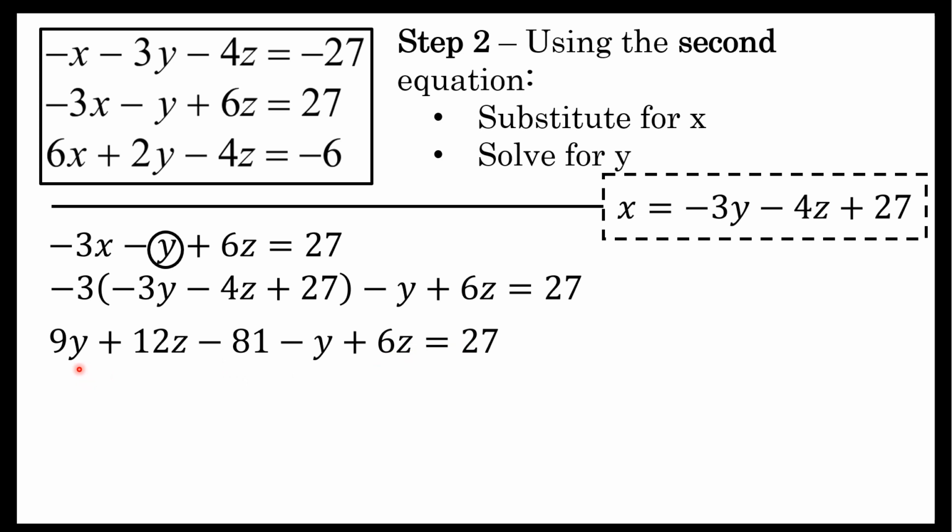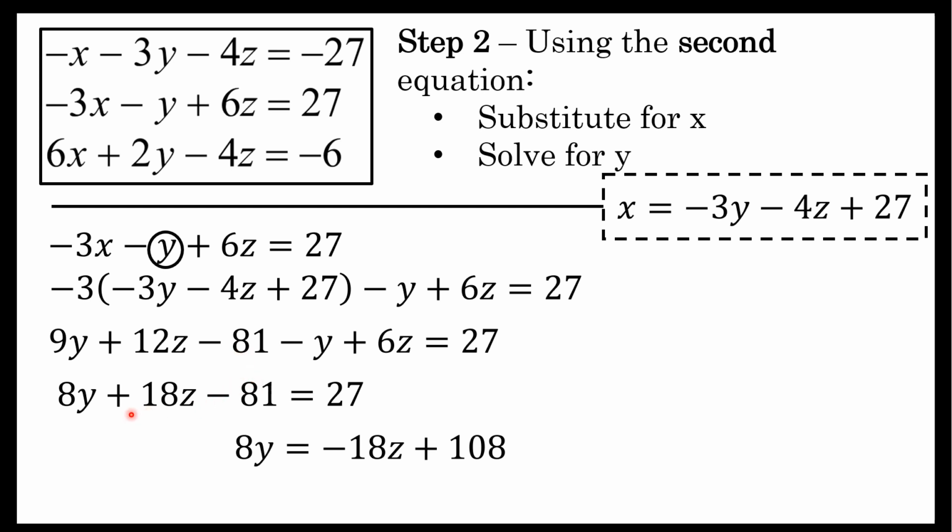At this point, I have like terms on the left side of this equation. There are two terms involving y and two terms involving z. 9y minus 1y is 8y. 12z and 6z add up to 18z. I will subtract 18z from both sides of the equation and add 81 to both sides of the equation, furthering along the process of solving for y.